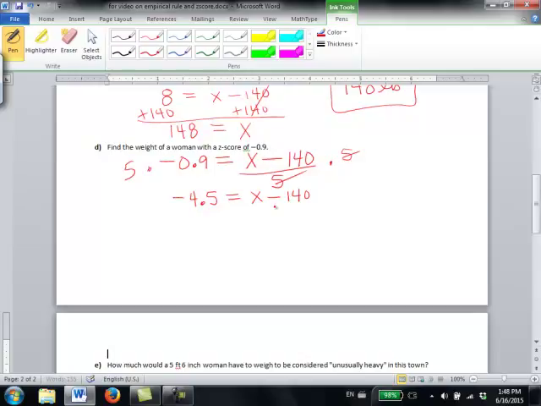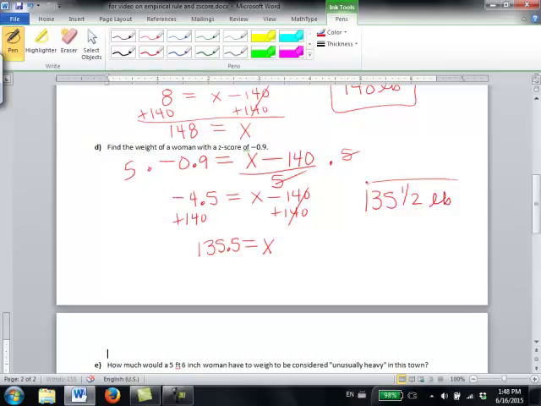To solve for x, I add 140 on both sides. And so it cancels on the right, leaving just x. And on the left, we have 135.5. The woman would weigh 135 and a half pounds.